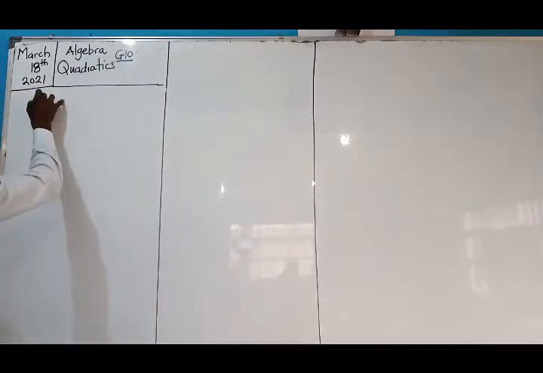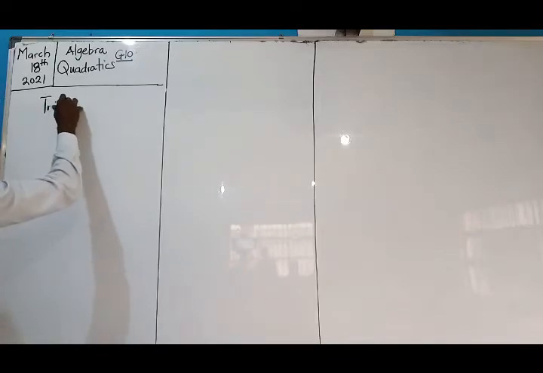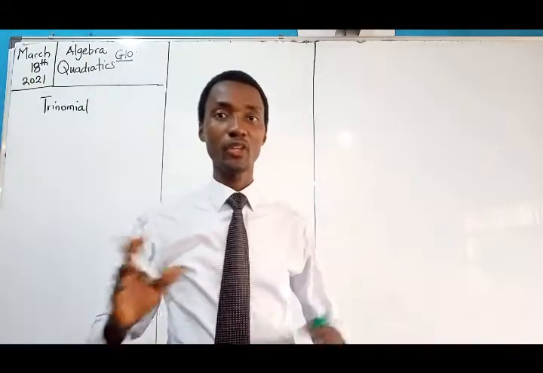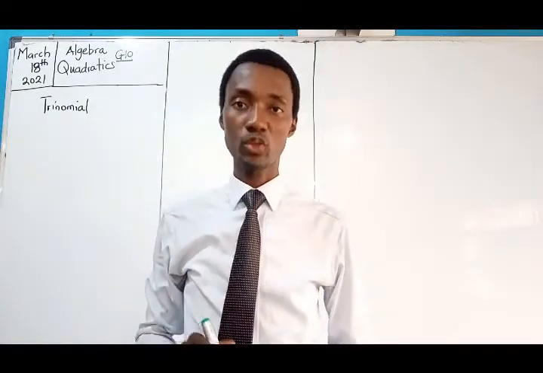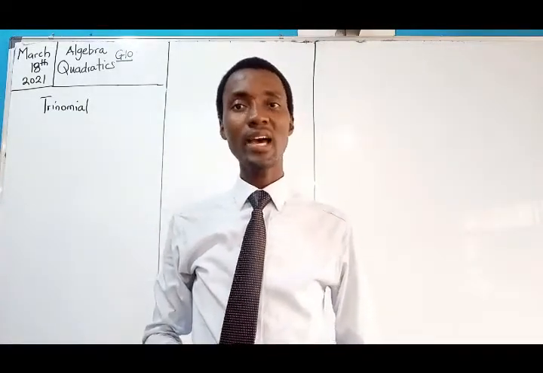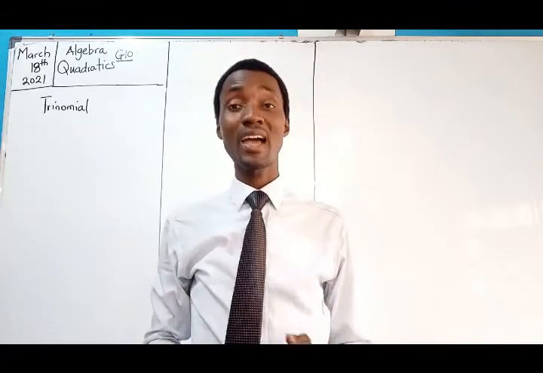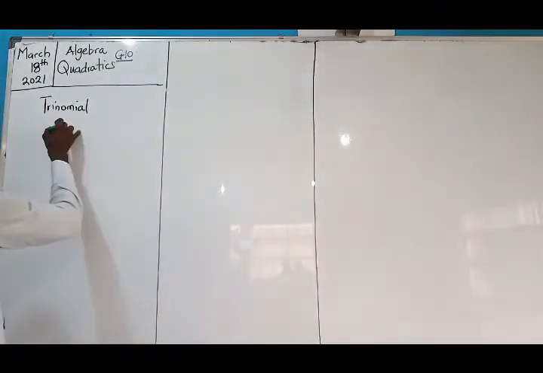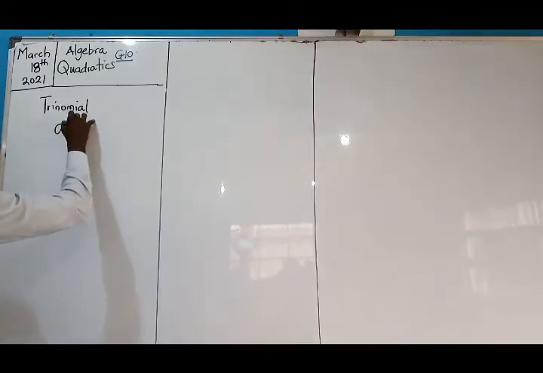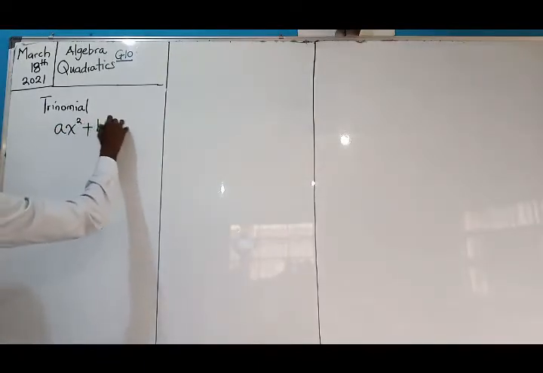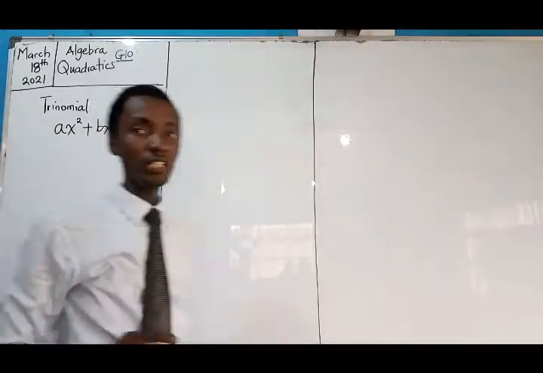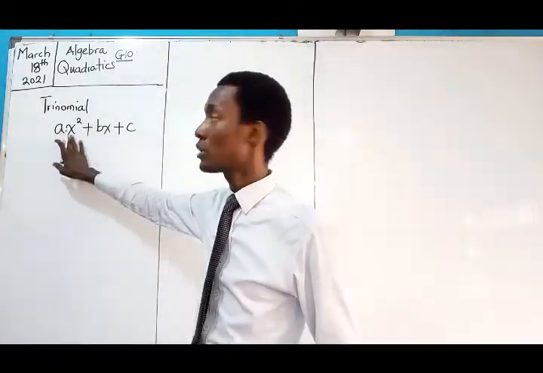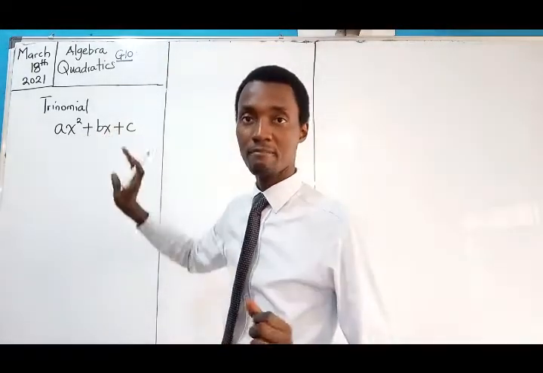A quadratic is a trinomial. What is a trinomial? A trinomial is an algebraic expression having three terms. For example, I could have ax squared plus bx plus c. This is a trinomial because I can count three terms here. 1, 2, and what? 3.